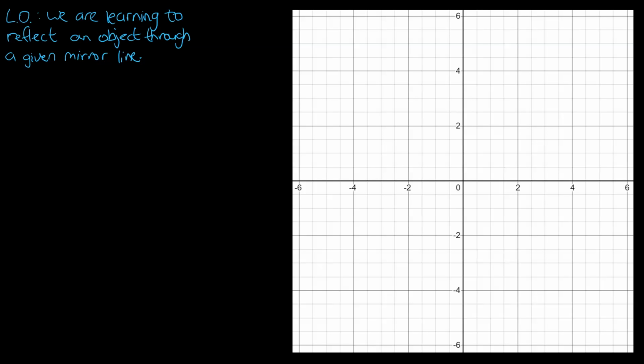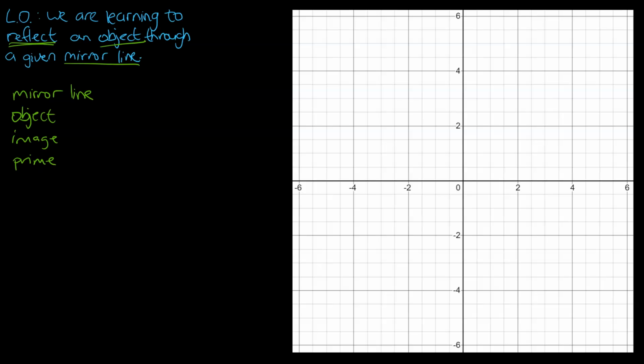We are learning to reflect an object through a given mirror line. So the key thing today, I've underlined it in green already, we are reflecting. The key words for today that we need to develop our understanding of are: what's a mirror line? What's an object? Those two words were also in our learning objective, object and mirror line. What's an image? That's something that'll be a bit new. And there's this concept called prime that I do want us to explore to help us with our answers.